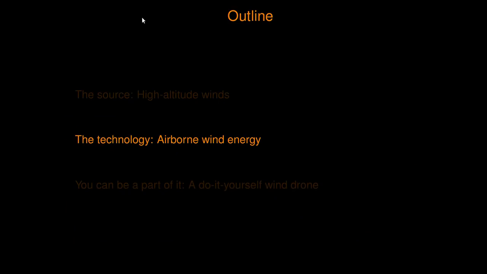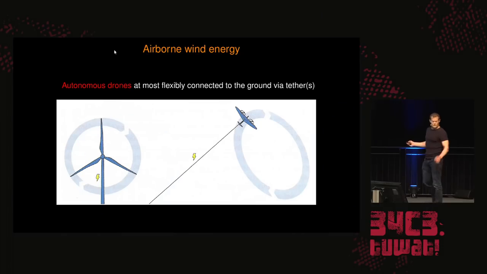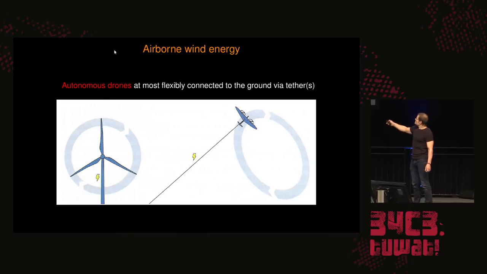And this is the second part, namely airborne wind energy, the technology itself. The first slide is probably the most important of this part because it explains the idea behind this technology. You take autonomous drones, which are at most flexibly connected to the ground via tethers, and extract wind energy via these drones. So how does it work?